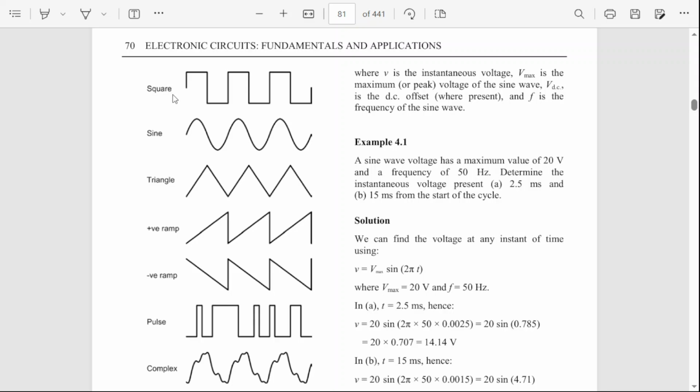We have a square wave, which is a constant repetitive pulse. We have a sine wave, which is a sinusoidal wave, a triangle, a ramp, a pulse, and down here a complex signal. This could be an audio signal, a video signal.